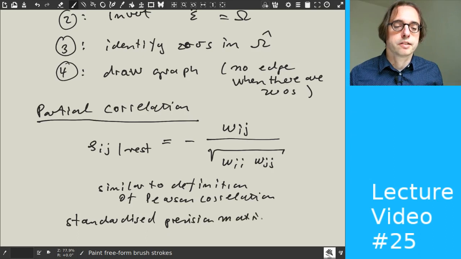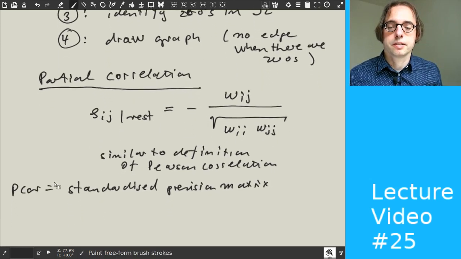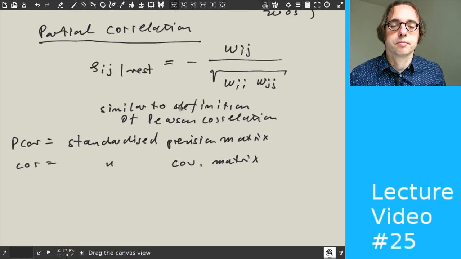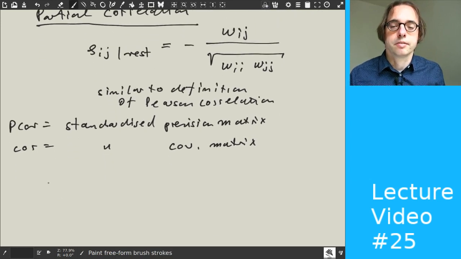Whereas correlation is of course a standardized covariance matrix. So p-core is the standardized precision matrix, and correlation would be the standardized covariance matrix. And so in a GGM, each graph has each edge has a number, and if there's a number missing, it means that basically there's zero partial correlation between any two variables that are conditionally independent.